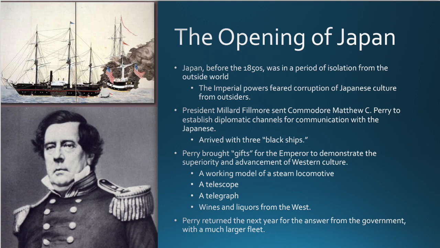And things he brought was a working model of a steam locomotive. He brought a telescope. He brought a telegraph. And he also brought a lot of wines and liquors that were from the West. And he said he would return the next year for an answer from the government with a much larger fleet.